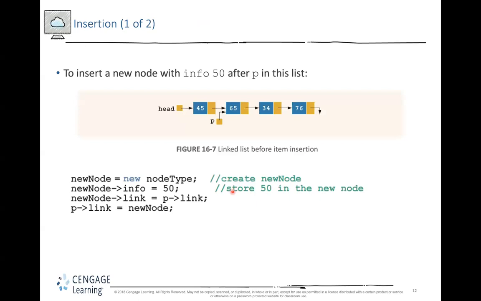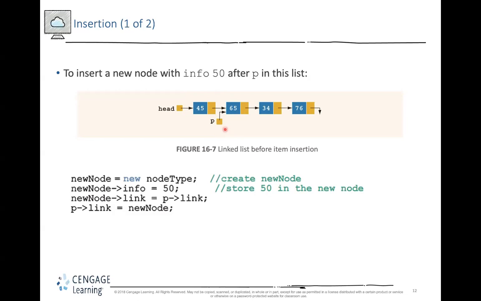Now, to insert a new node, let's say the new node is going to have info 50. And we want to insert this after P in the list. So suppose P is right here, pointing to the node with the info 65. And how do we insert a new node right after this current node pointed to by P?